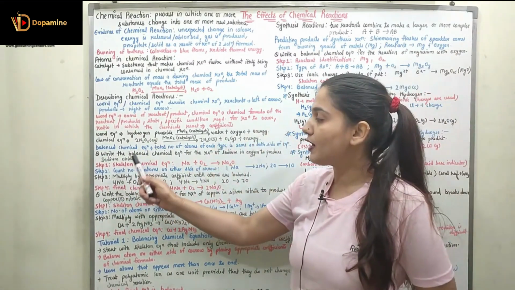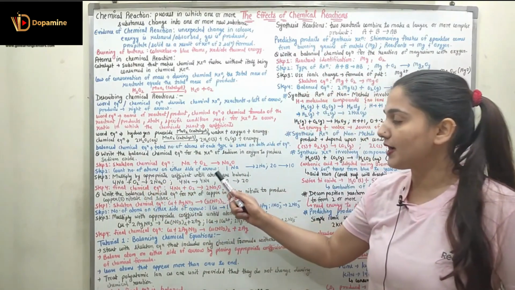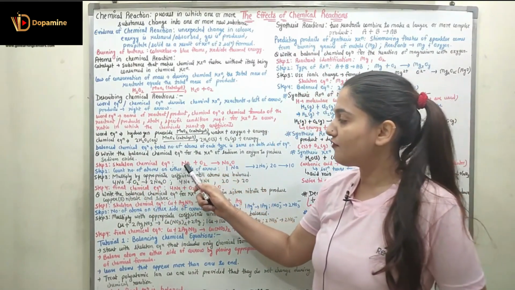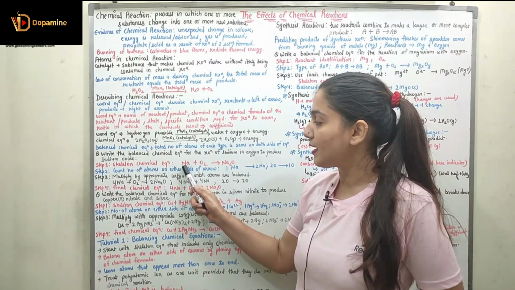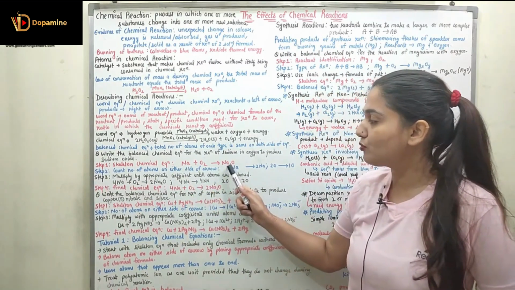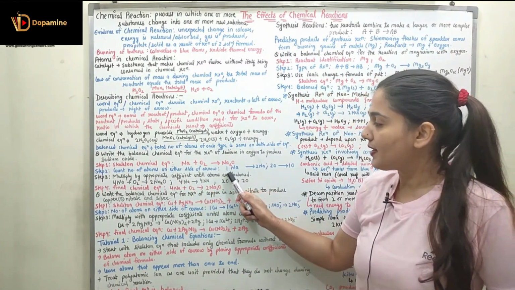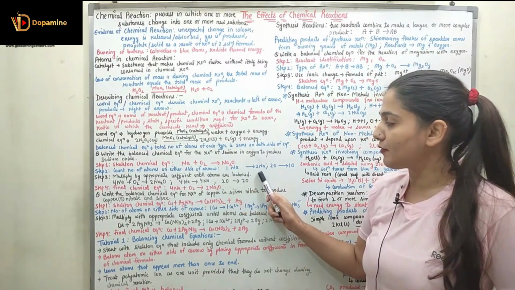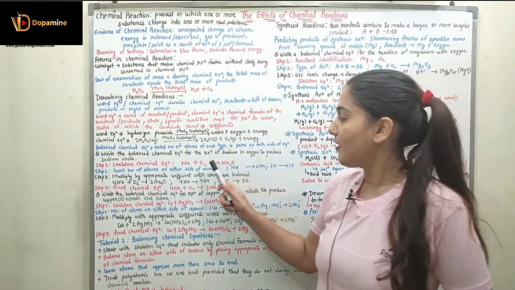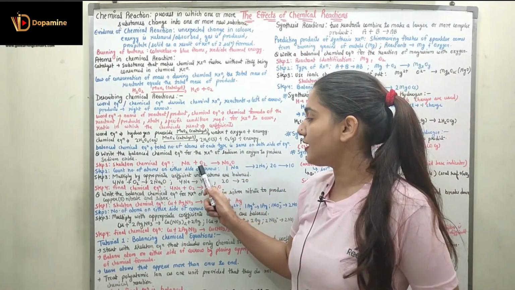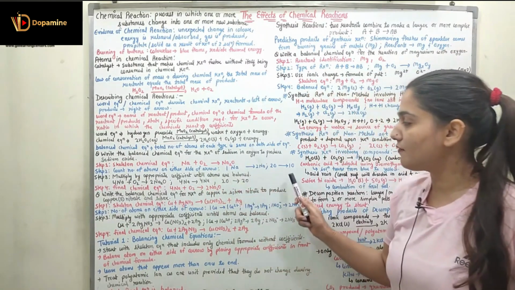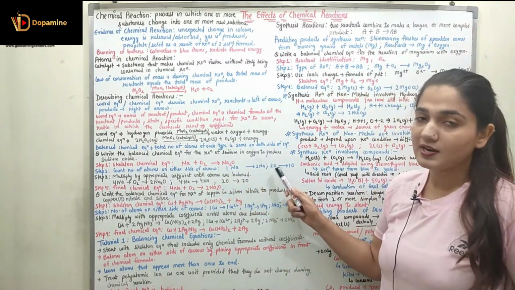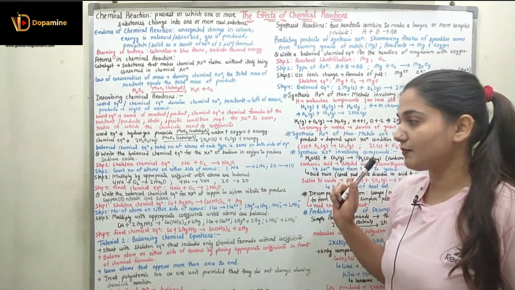Now in step 2, we are going to count the number of atoms on either side of the arrow. If I talk about sodium, here the sodium atoms are 1 and here we have 2 atoms of sodium. So 1 atom on the left hand side, 2 atoms of sodium on the right hand side. If I talk about oxygen, here we have 2 oxygen atoms and here we have 1 oxygen atom. 2 oxygen atoms on the left hand side and 1 oxygen atom on the right hand side.